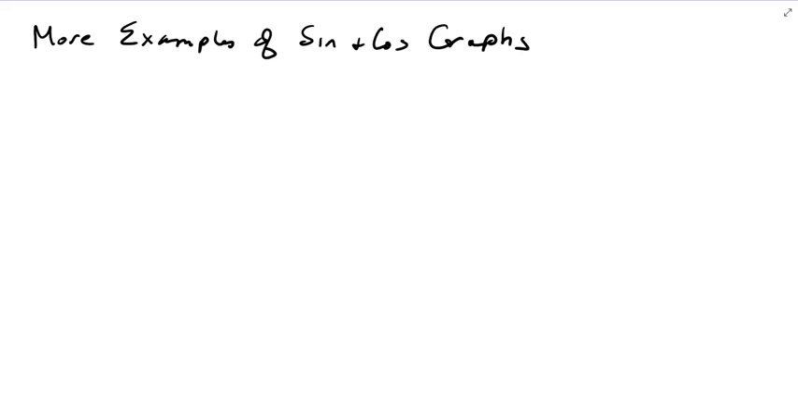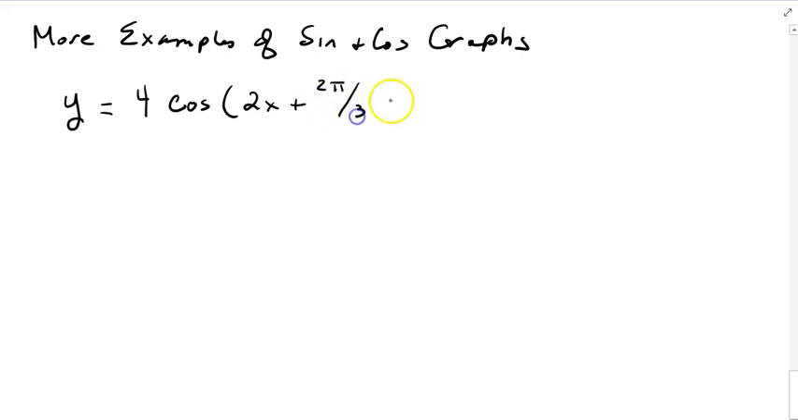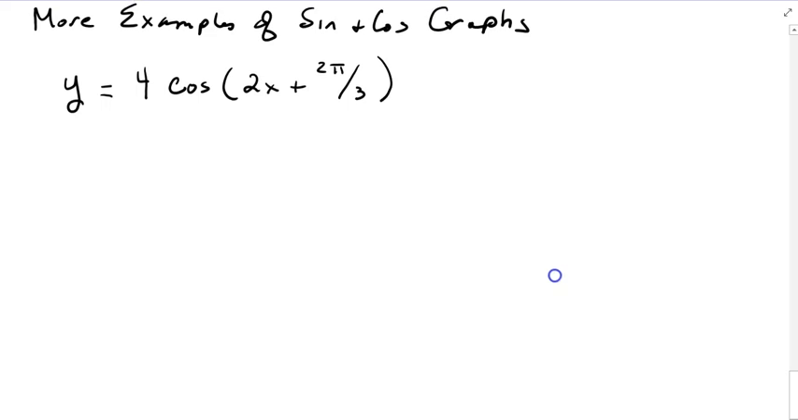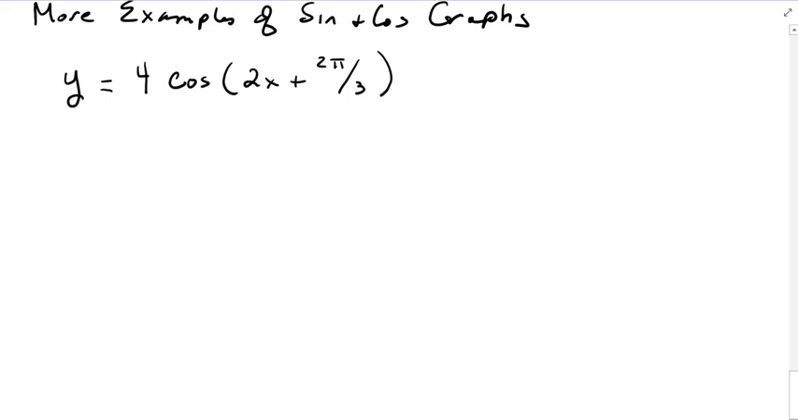Let's take a look at a couple more examples. Let's do a cosine function. So let's suppose we have y equals 4 cosine 2x plus 2 pi over 3, and we want to graph this function.